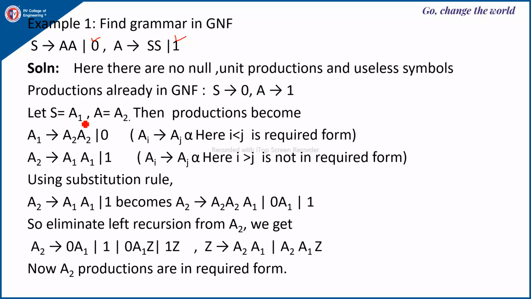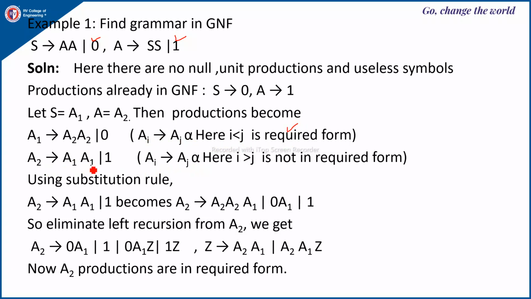And what we have here is a cyclic left recursion, for which we have to start with replacing S with A1 and A with A2. Then the productions become A1 derives A2 or 0 and A2 derives A1 or 1. So here you can observe that it is of the form Ai derives Aj alpha where i is less than j, which is the required form.